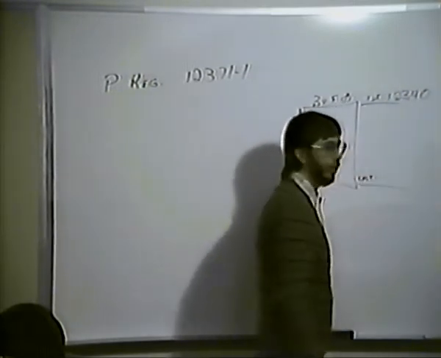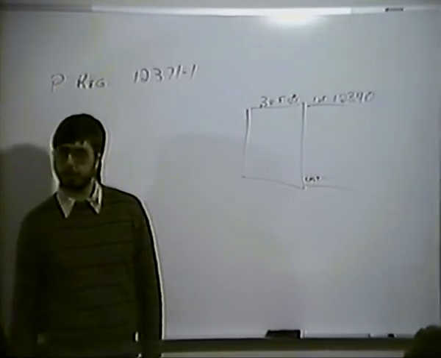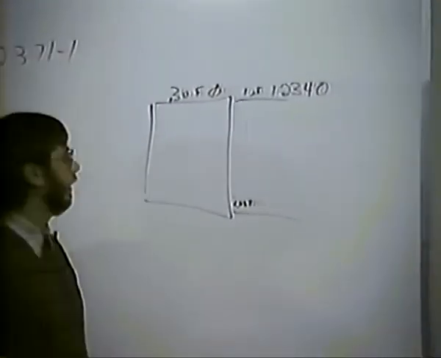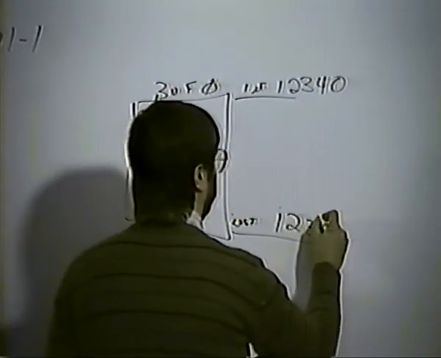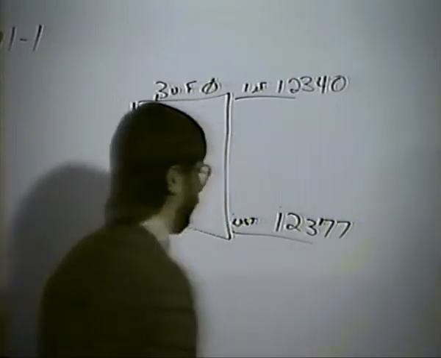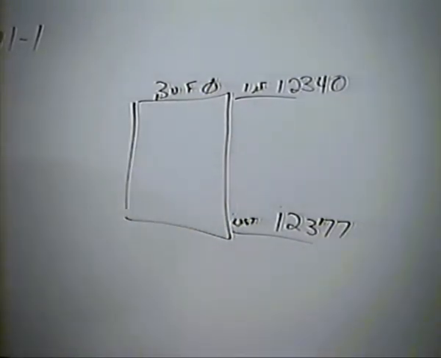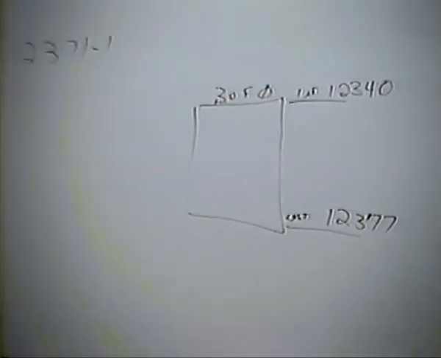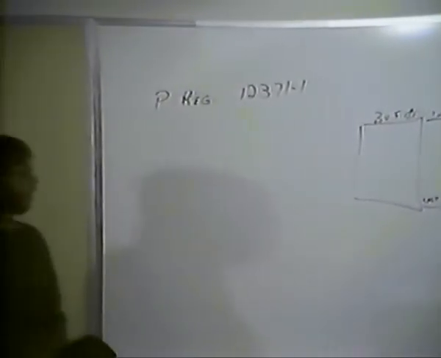12340 is the first address. What'd you get for last address then? 12377. Any problem with that? Any question on how to do that? It's always on 40-word boundaries, isn't it? Every fetch we do is on 40-word boundaries.